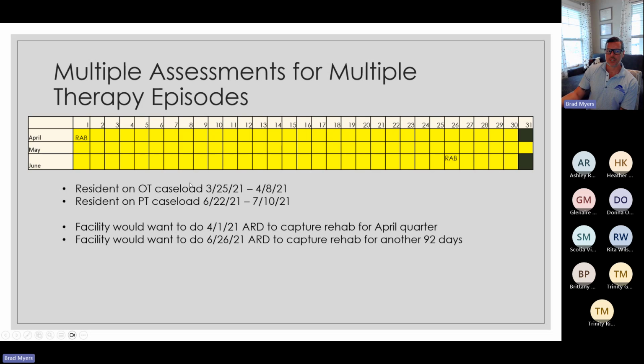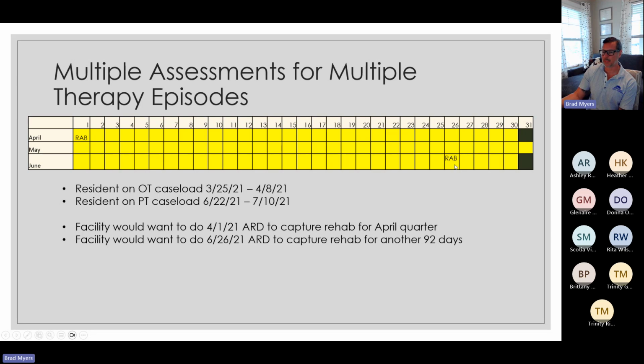So we're not going to do anything until now, because of a fall or whatever. The resident was on PT caseload 6/22 through 7/10. So let's say that this is somebody who, without therapy, they're going to go down to a CA1. So MDS has got to do an assessment July 1st, July 2nd, but they would want to do a rehab, even though this is a completely optional assessment. This is something that they do not have to do. They want to do another assessment on June 26th to capture this PT.